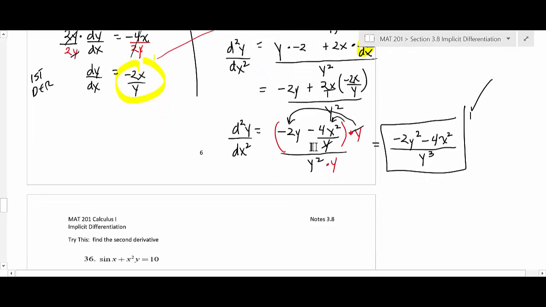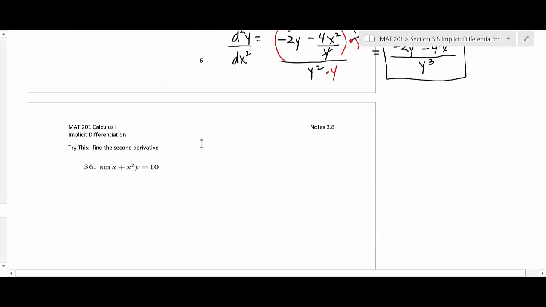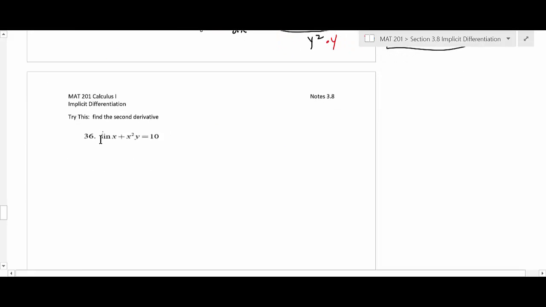All right. So let's see. I'm going to let you guys see what you can do on this one. I'm going to give you about 5 minutes to work on this and see if you can get a second derivative on there. So let's go for it. See what you get.